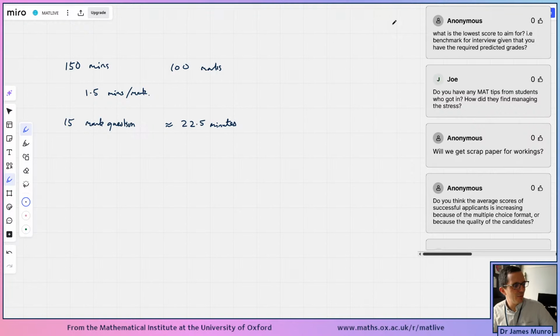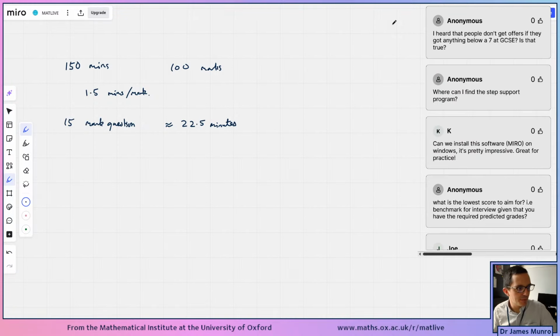There we go. What is the lowest score to aim for? Right, okay. I'm going to look straight down the camera and say 100. You should aim for 100. You should aim for full marks. You should try and get every mark you can get. What's a benchmark for interview? Well, you can look at average scores if you like, but there you go.